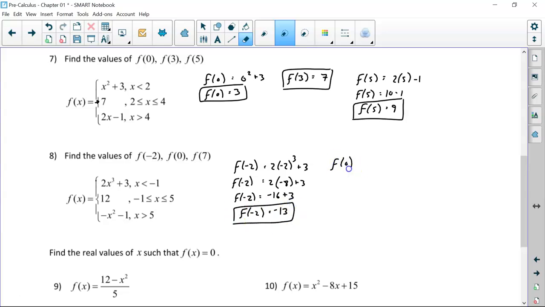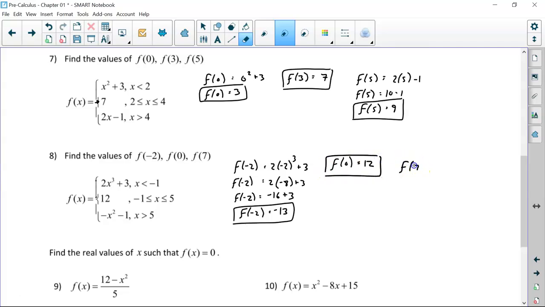For f of 0. Once again, look to see which one 0 would rely on. 0 is not less than negative 1, but 0 is between negative 1 and 5, so we're going to use the middle equation this time, and that just says f of x equals 12 or y equals 12. So that's it. f of 0 equals 12. It's just a constant.